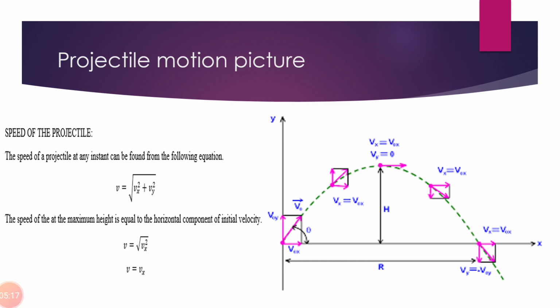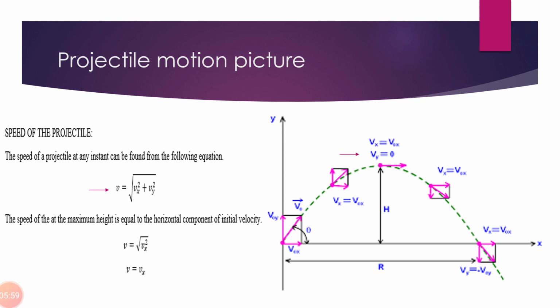What could be the speed of a projectile? In order to find out the speed of the projectile at any instant, we are using the rectangular components method, which says that if you want to find out the magnitude of any vector, you have to take the square root of the sum of the squares of its individual components. That means that, as you know, v, the speed, is the magnitude of the velocity of the projectile. So v is equal to the square root of vx square plus vy square, which are the rectangular components of the velocity of the projectile.